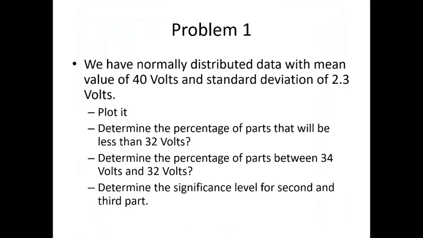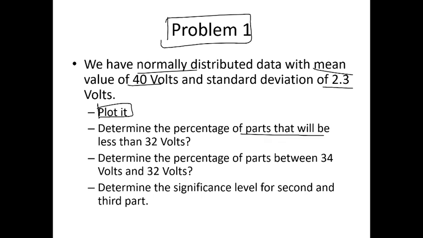Hey everyone, again, so we have problem 1. We have normally distributed data with a mean value of 40 volts and a standard deviation of 2.3. First thing, plot it. So we will do that. And then determine the percentage of parts that will be less than 32 volts.